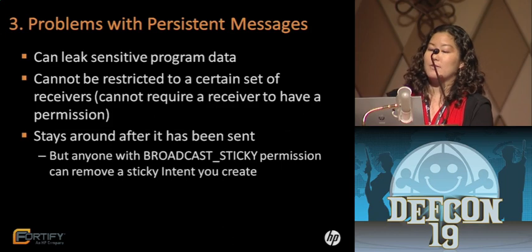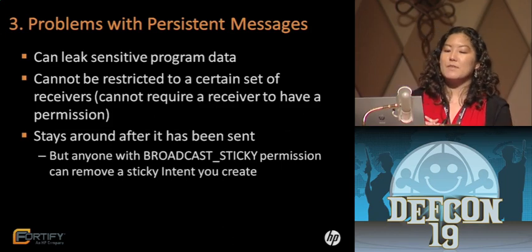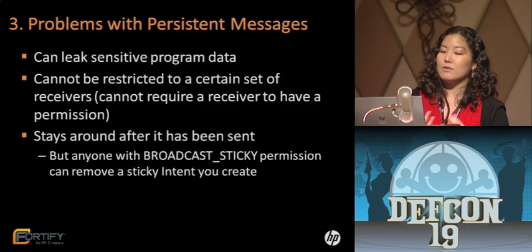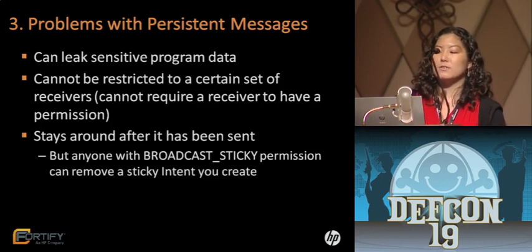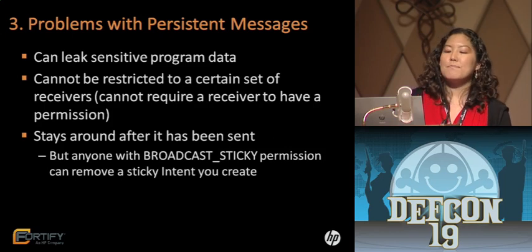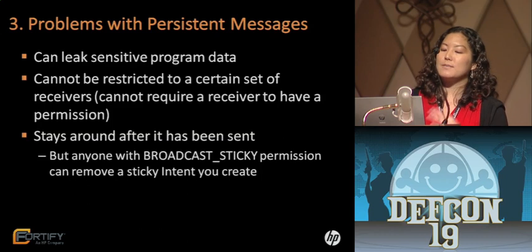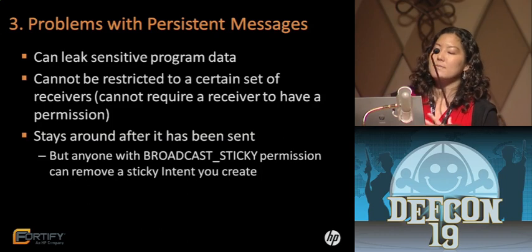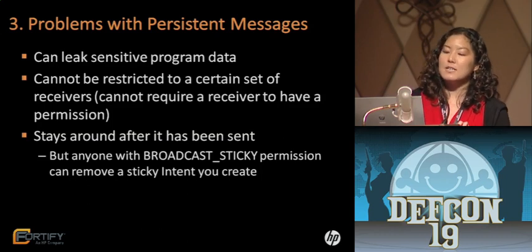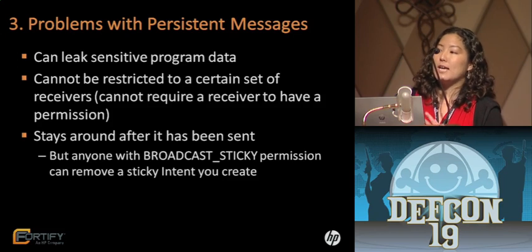So there are two other things that can happen. First of all, sticky broadcasts can't be restricted to a certain set of recipients. So you can't require that the recipient has a permission. There's no limitation on that. And also, this intent is expected to stay around. The problem here is that there's this expectation, but anyone with the broadcast sticky permission can steal that intent and remove it permanently.